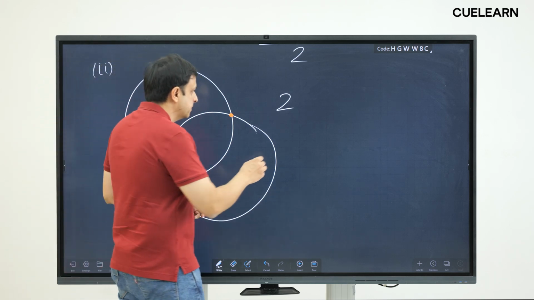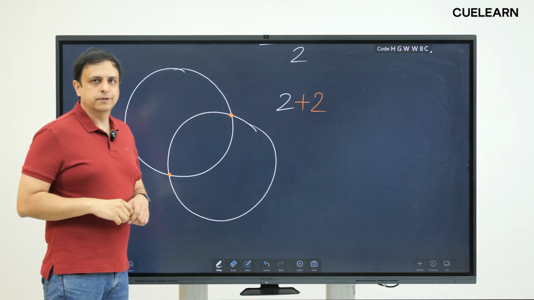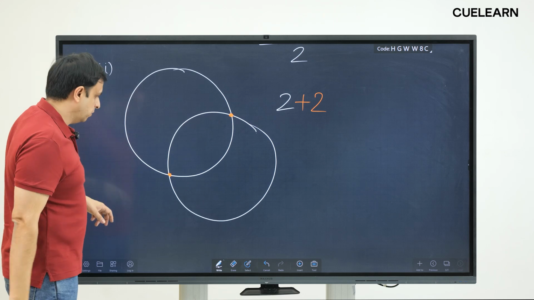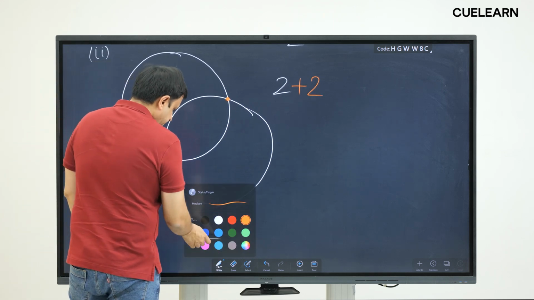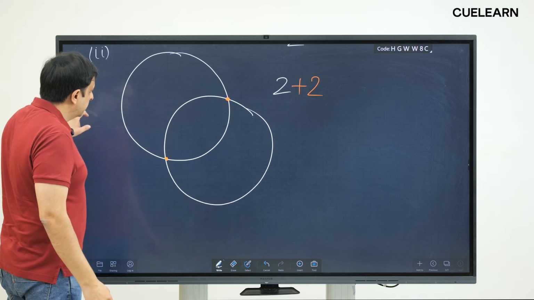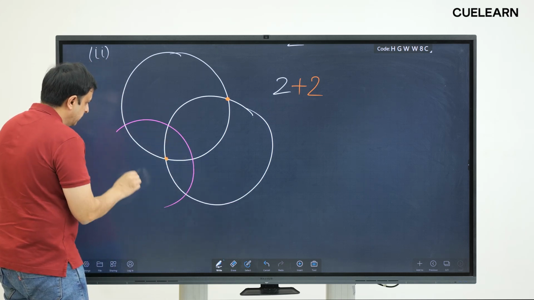So, the second circle has increased the number of regions by 2, and that's why we get 2 plus 2 or 4. Now, if we keep going, let me take the third circle, which cuts the first two circles. So let me draw it like this.